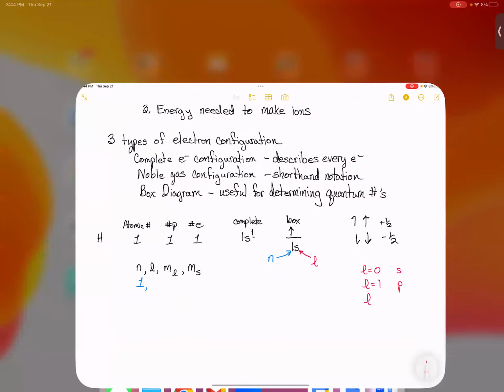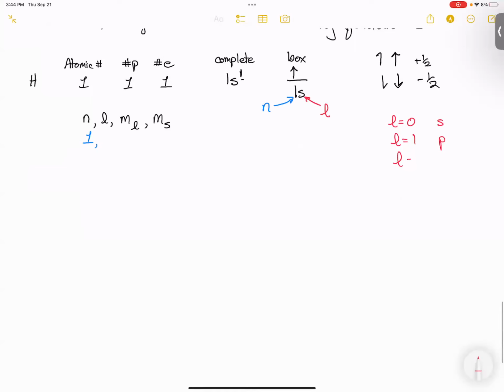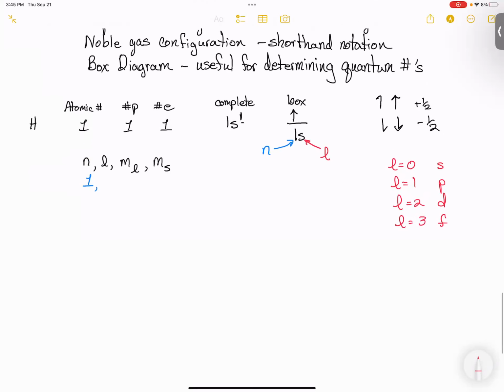My thing just froze. An L equal to 2 is a D, and an L equal to 3 is an F. So since this is an S, that means our L is equal to 0.